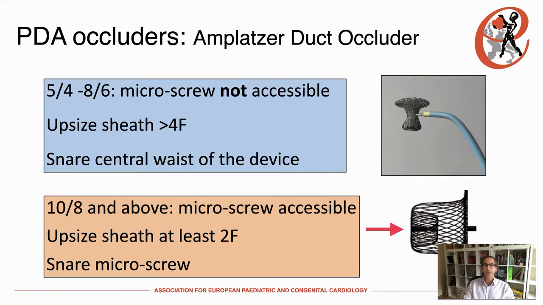As seen in the top picture, to remove this size of ADO1, you will have to snare the central waist, and to do so, you'll have to upsize the sheath at least 4 French. In the ADO1 10/8 and above devices, the micro screw doesn't enfold, and it is possible to snare it, and you would only require a minimum of 2 French upsizing, but always remember, the more the better.